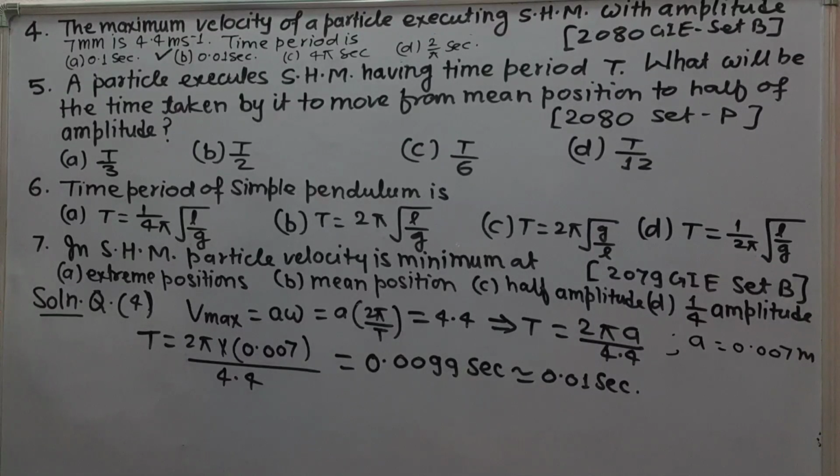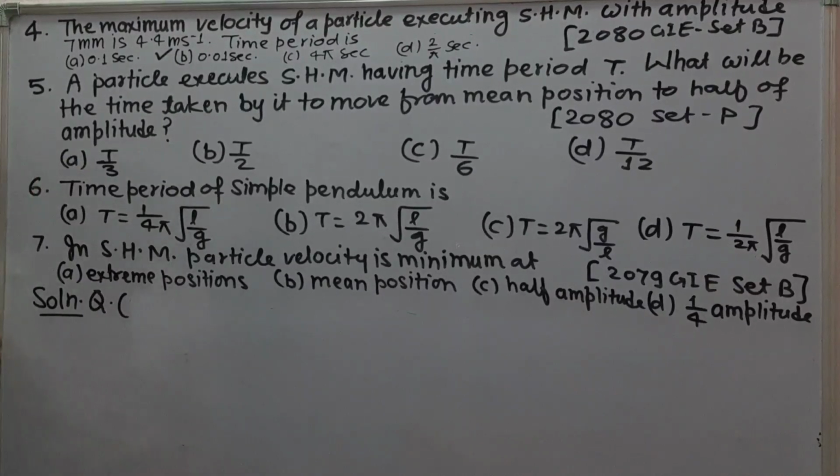Next question, question number 5. The question is, a particle executes simple harmonic motion having time period T. What will be the time taken by it to move from mean position to half amplitude? So, solution to question 5.